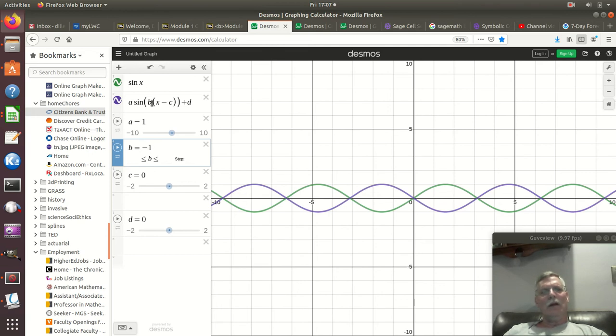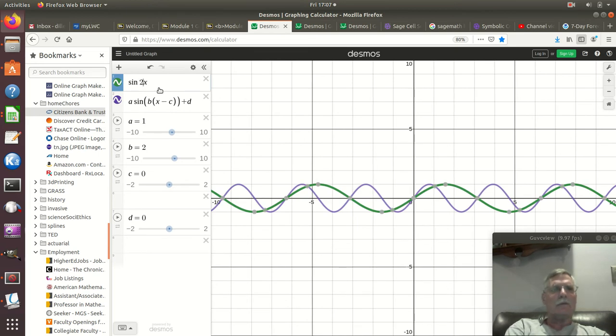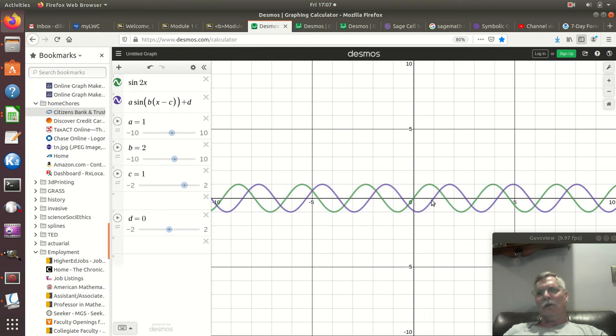Now notice I have the b times the quantity of x minus c, and that's important because if I go to 2, let's put a 2 up in here so we can compare that. So there's the original 2, but now notice when I shift this over, when I get to 1, it's still just moved over by 1.